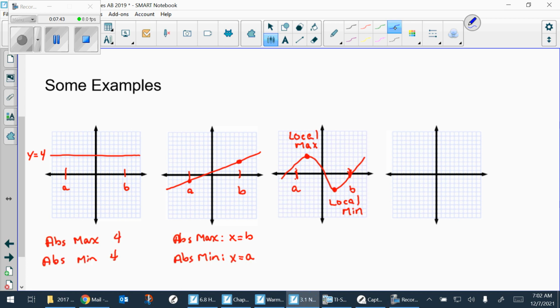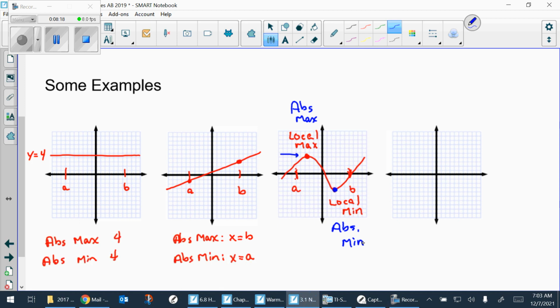But if we look at this interval from A to B, where's the biggest y value that ever occurs? Well, that occurs right here as well. That's not only a local max, that's also an absolute max. And this is not only a local min, that's also the lowest y value to be found anywhere in this interval. And so that also serves as the absolute minimum.